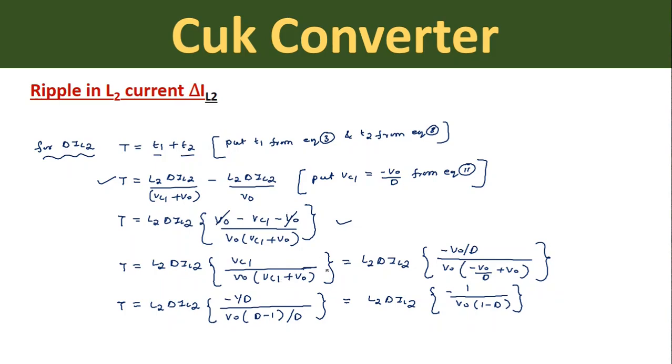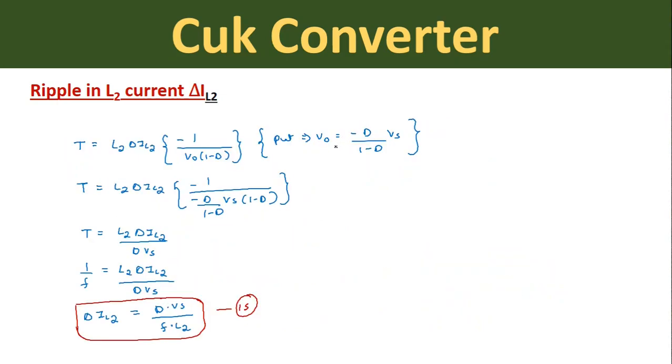Now in this equation we will put Vc1 is equal to minus of V0 into d. So we will get this type of equation. We are getting Vc1 in the numerator and denominator. So we will get this type of equation. After solving, we get total time period equal to L2 into del IL2 into minus of 1 upon V0 into 1 minus d. In this equation we will put the output voltage equation, minus of d divided by 1 minus d into Vs. We will get this type of equation. After solving, we will get this type of equation.